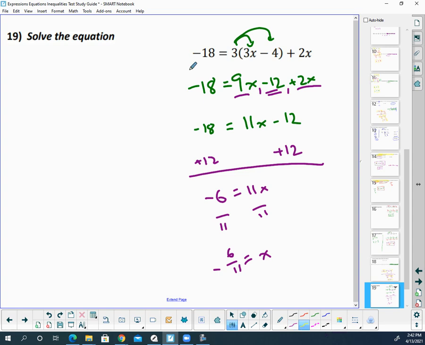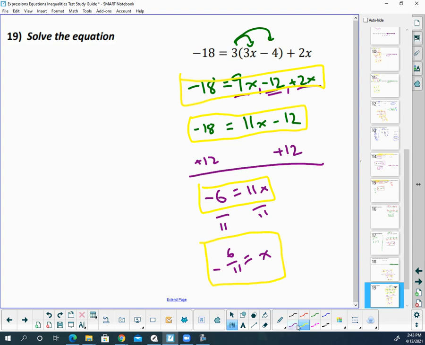Once again, you see me do this a lot. After I distribute, I get this new equation. Let's fix that. After I distribute, I get this new equation. Still messy. Sorry about that. I then combine my like terms. I get this equation, a little simpler than the one before. I add 12 to both sides. I get this equation. I then divide both sides by 11, and I get my final answer, negative 6/11 equals x.